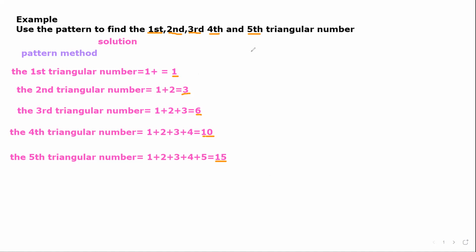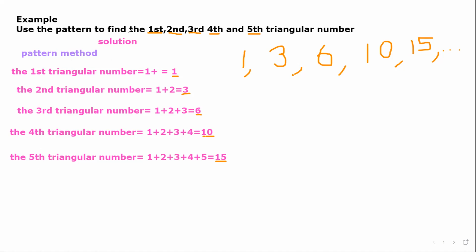Okay, so we have 1, 3, 6, 10, 15, and then the rest. I hope with the pattern presented, you can use it to find the remaining triangular numbers, the 7th, the 8th, the 10th, the 100th. Then you use the pattern, you add the first numbers or the first positional numbers that will be given to you to get a triangular number.